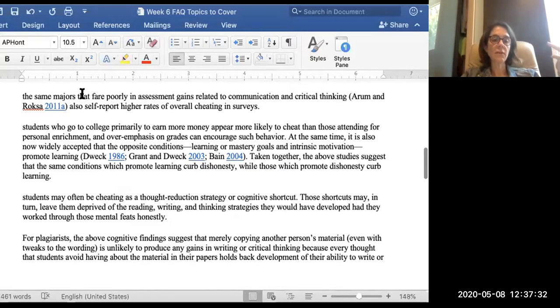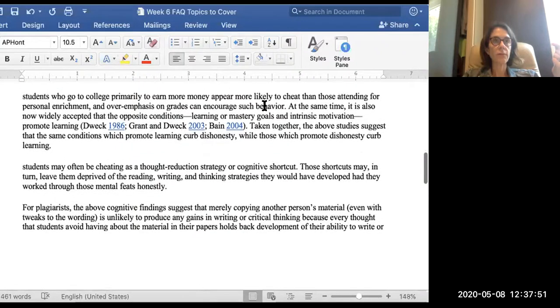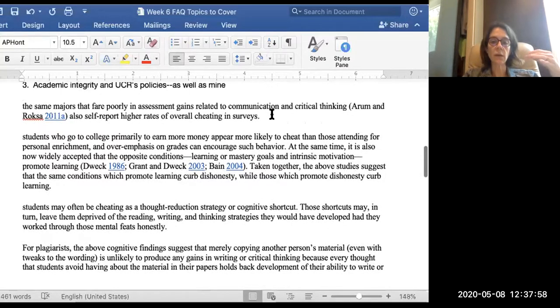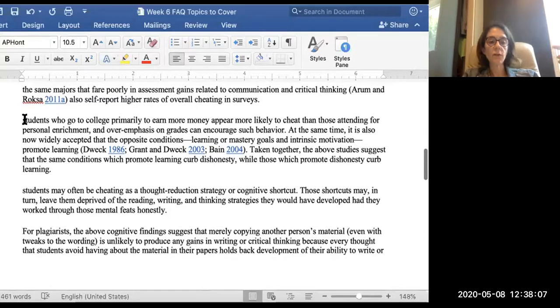here we have some statements. These are quotes from the article. Basically, the same majors that fare poorly in assessment gains related to communication and critical thinking also self-report higher rates of overall cheating in surveys. So education, business, and there was a third one, are the majors that have the most, I think maybe physical science, have the most levels of cheating in the writing processes. But that doesn't mean that other majors don't also. But here is an interesting fact. Students who go to college primarily to earn money appear more likely to cheat than those attending for personal enrichment. And then of course the overemphasis on grades can encourage such behaviors.